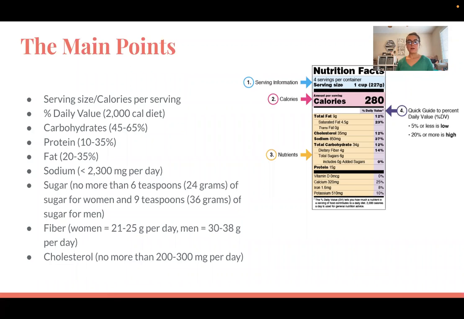And then fiber, as that's broken down in one of the carbohydrate categories. Women typically should aim for about 21 to 25 grams of fiber per day. Men around 30 to 38 grams per day. And then lastly, cholesterol is going to be on a nutrition label, and we want to keep that no more than 300 milligrams per day.